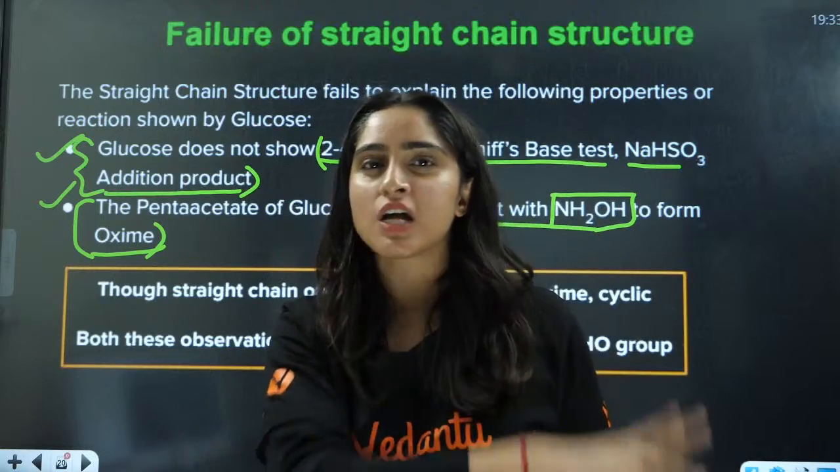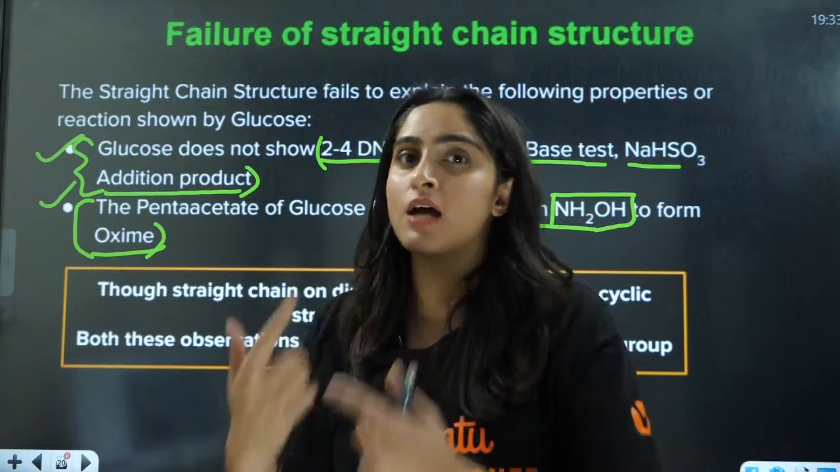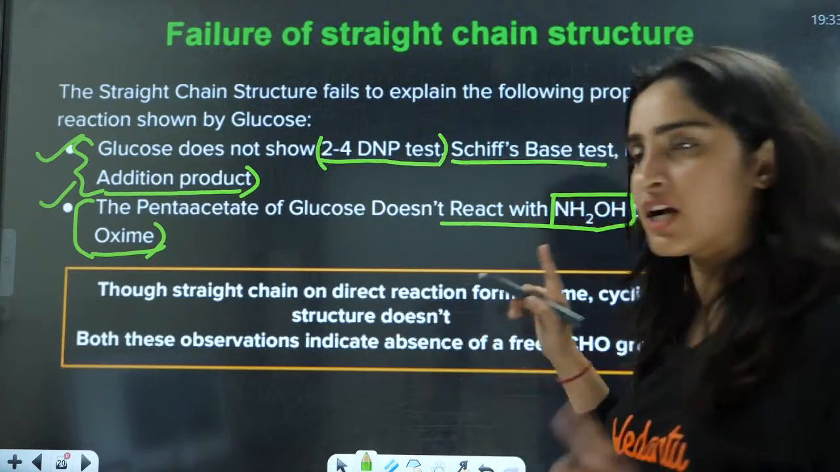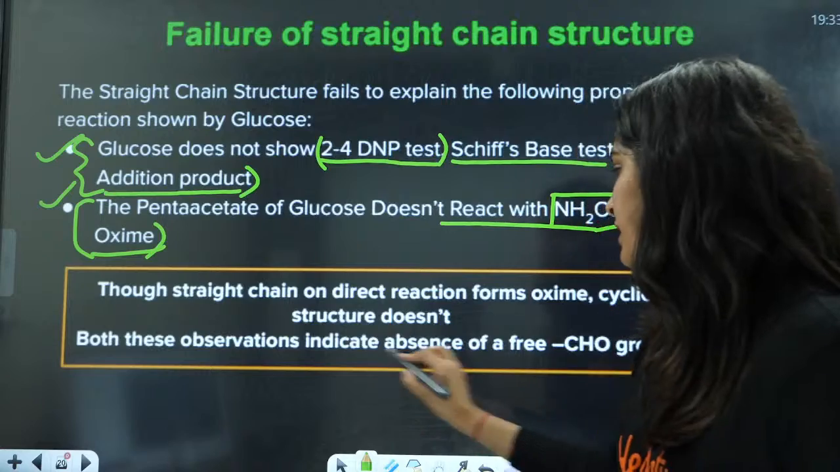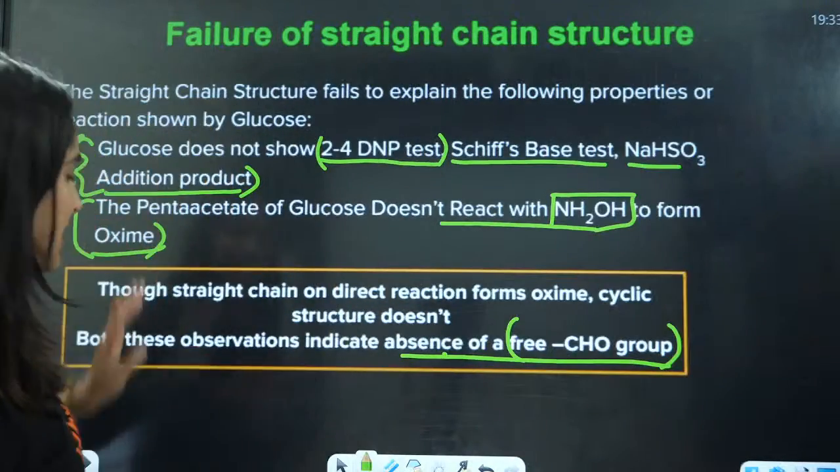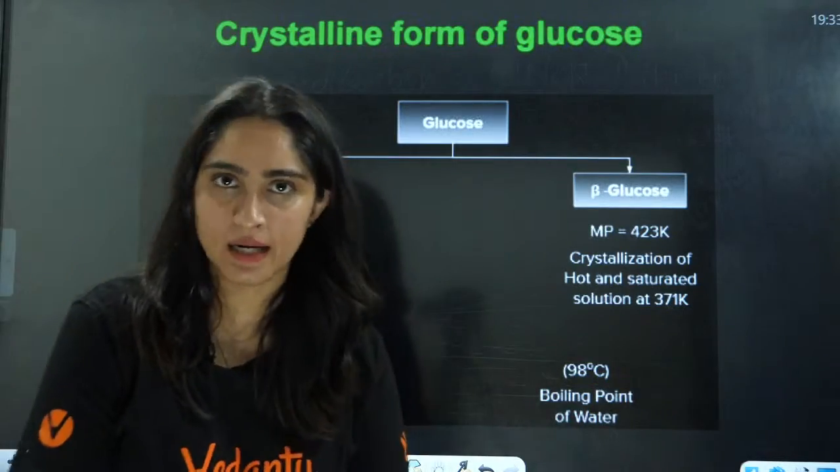That means the open chain structure is not true. There is some other structure for glucose. Both observations indicate the absence of a free CHO group. There is no free aldehydic group present here.